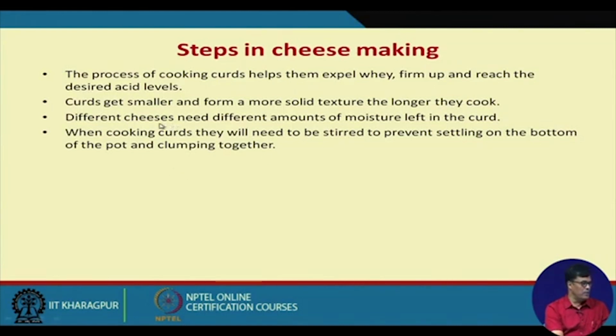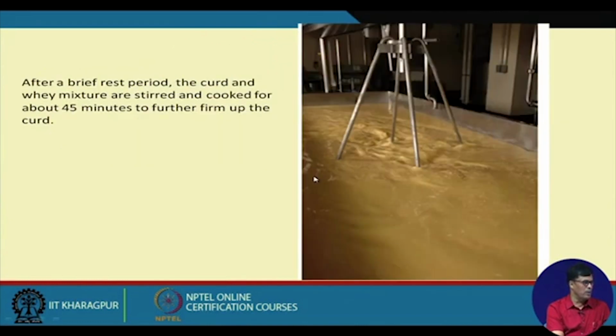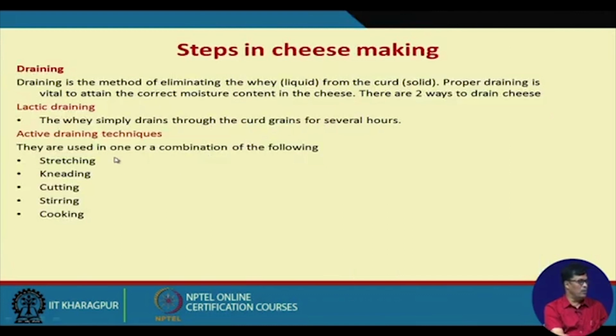Different cheeses need different amounts of moisture left in the curd. When cooking curd, there is a need for stirring to prevent settling on the bottom of the pot and clumping together. So this is like this. After a brief resting period, the curd and whey mixture is stirred and cooked for 45 minutes to further form the curd. This is done. Now after that we do the draining process.